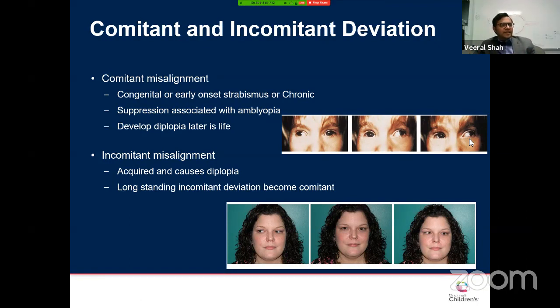And so that typically tells you that it's been there for a long time, or presumably congenital in etiology. Now, if you let this acute sixth nerve palsy go on for time, with chronicity, it will become comitant. So you'll have that deviation creep on in different gazes as well.